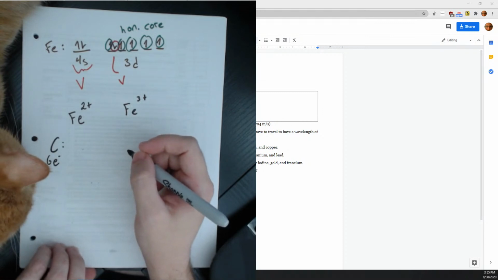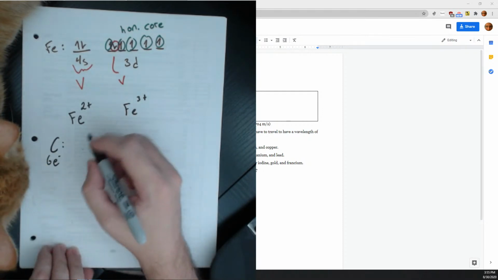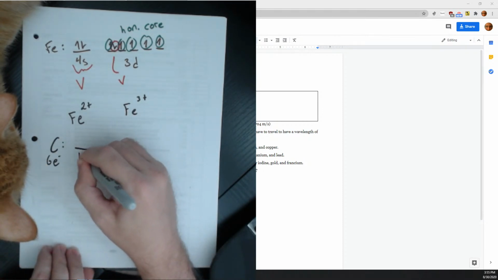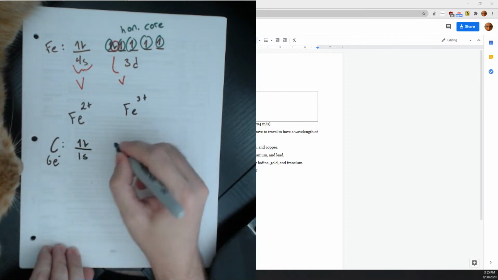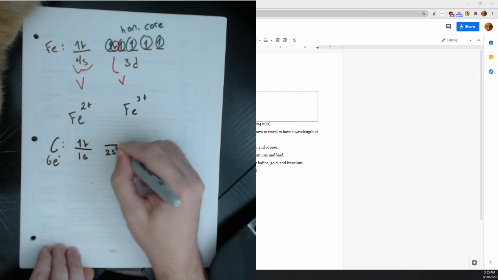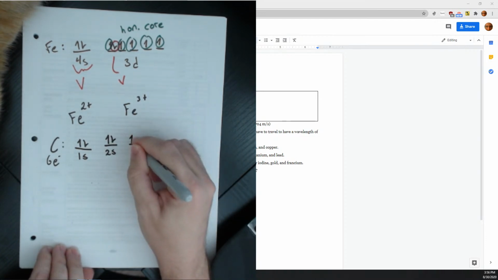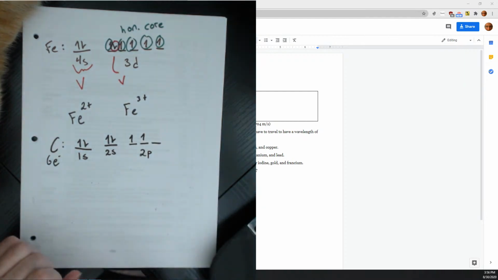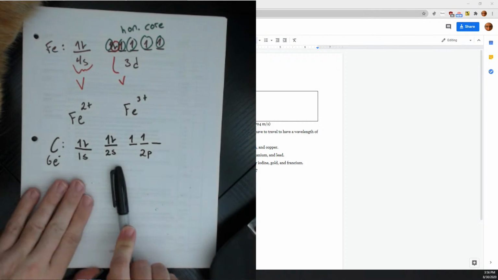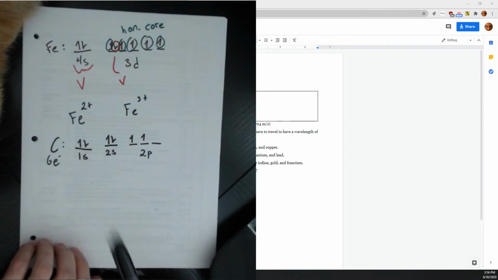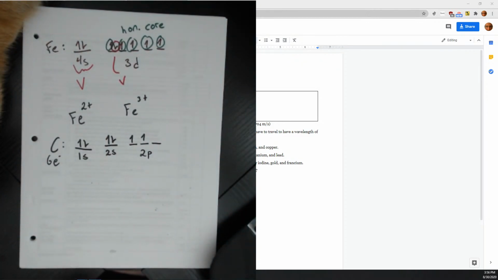All right. So 1s, 1, 2, 2s, 3, 4, 2p, 5, and 6. All right. So remember, an orbital filling diagram is when you actually draw out the individual electrons.